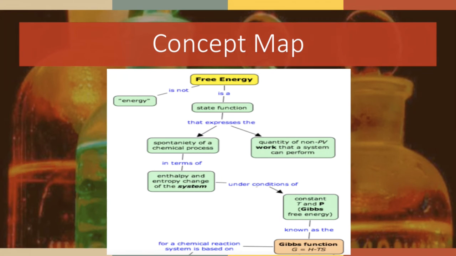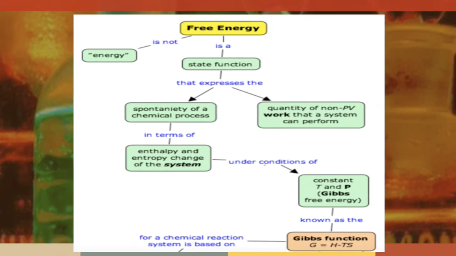Let's talk about our review. So this concept map is also by Dr. Lower. Today was a big day. We talked about Gibbs free energy. Remember, this isn't actually energy. It is a state function that expresses the spontaneity, whether or not something will be spontaneous, whether a chemical process will be spontaneous. And it is the quantity of non-PV, non-pressure volume expansion work that a system can perform. That was like osmotic work or electrical work or nerve conduction potentials or muscles contracting.